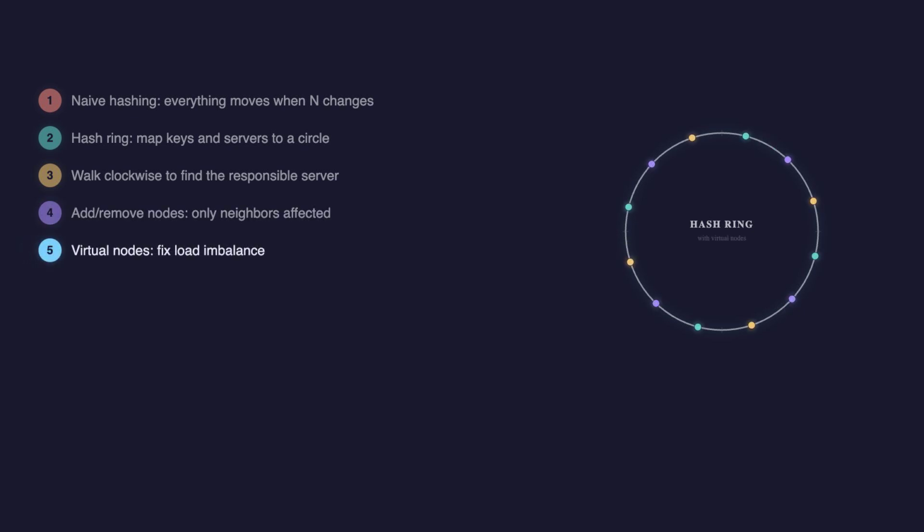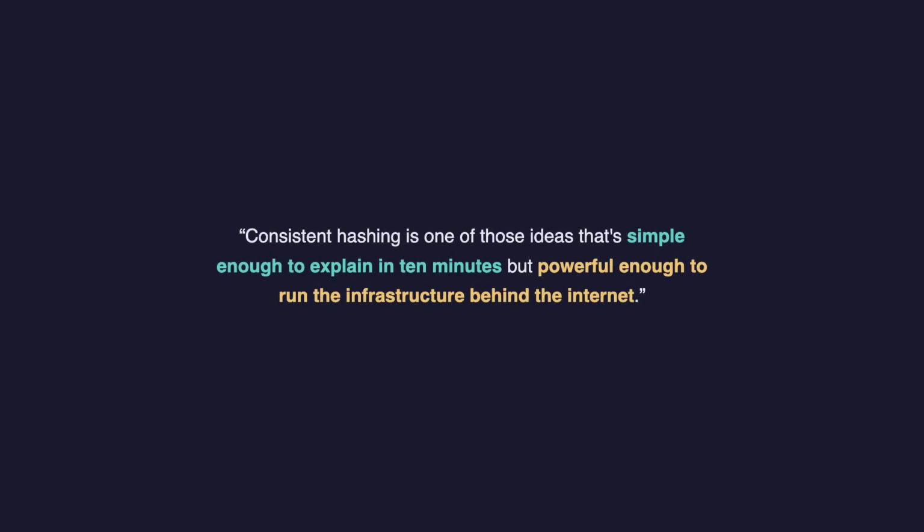Virtual nodes solve the load imbalance problem by giving each physical server many positions on the ring, ensuring even distribution. And this technique powers some of the biggest systems in the world, from DynamoDB to Cassandra to the CDNs that deliver your web pages. Consistent hashing is one of those ideas that's simple enough to explain in 10 minutes, but powerful enough to run the infrastructure behind the internet.